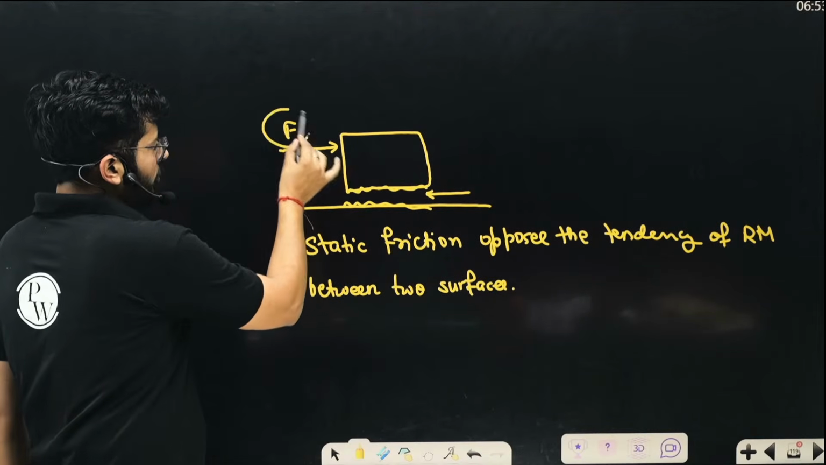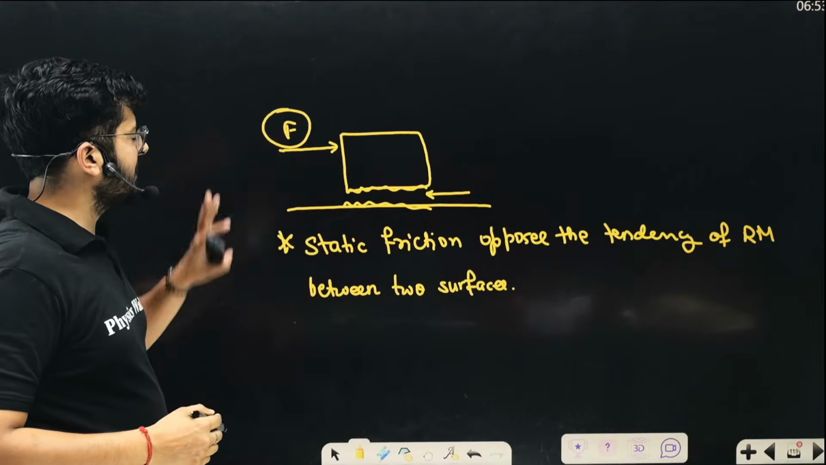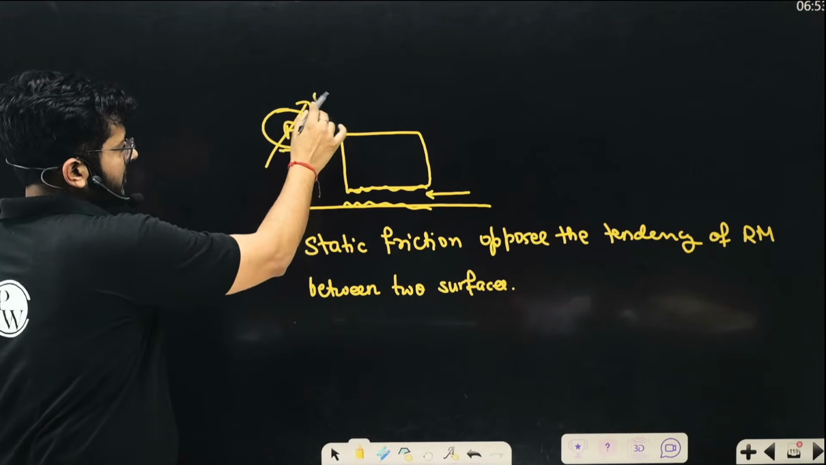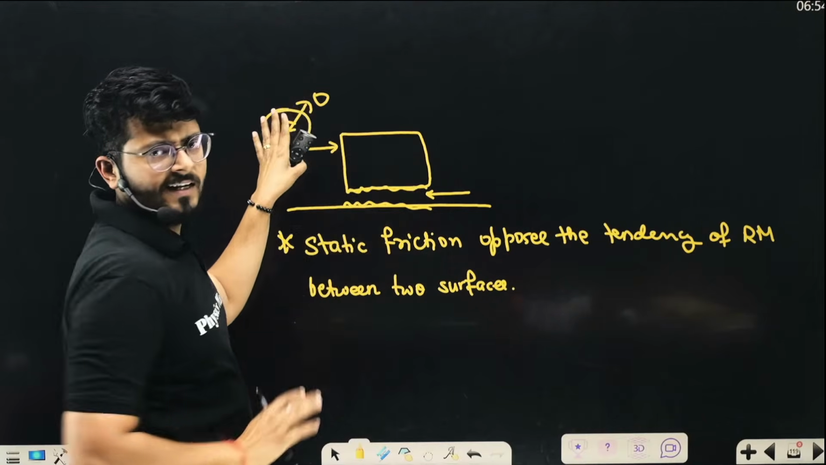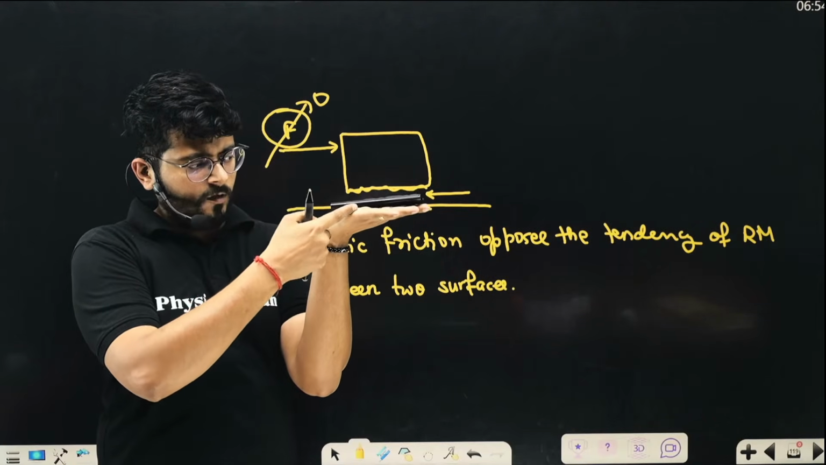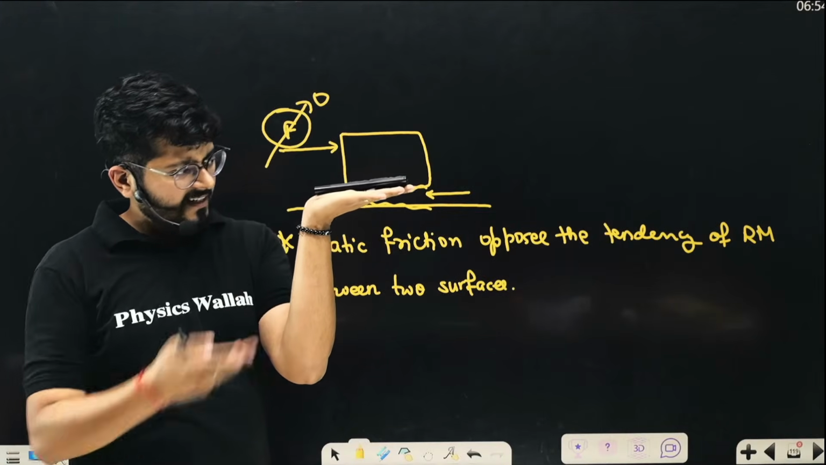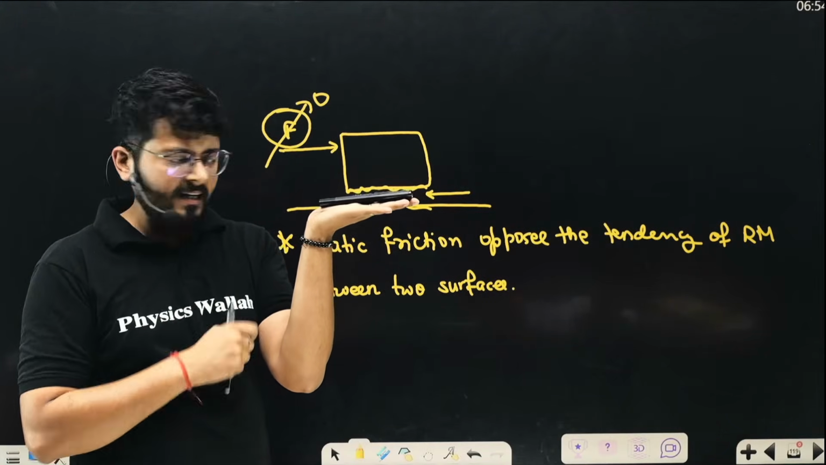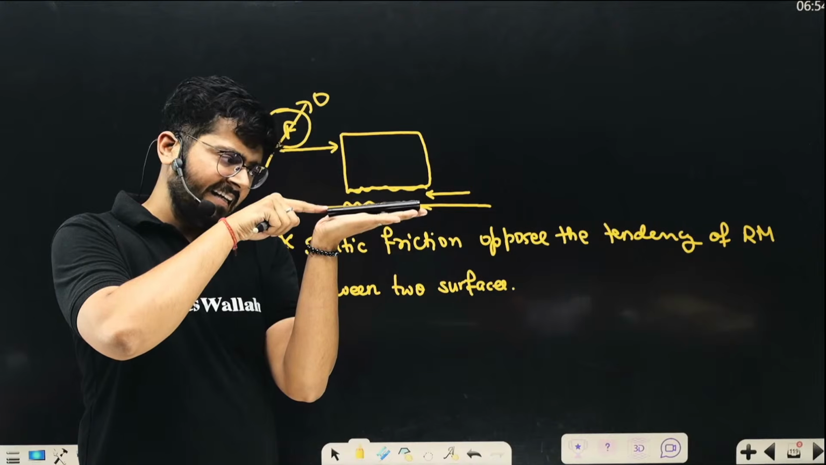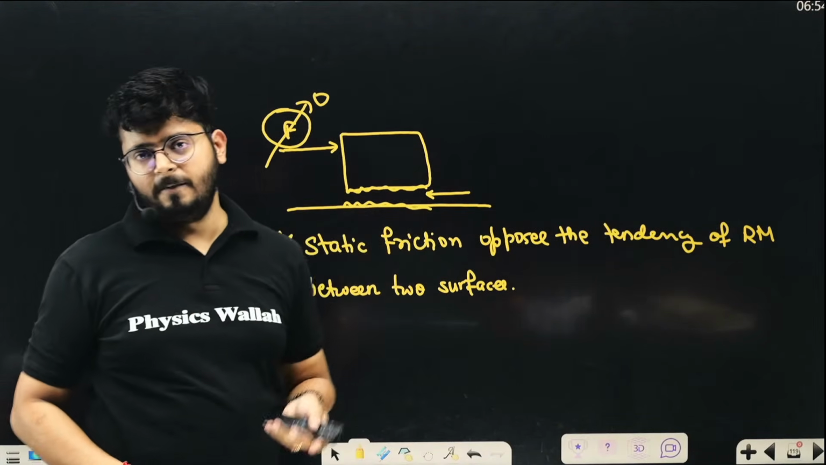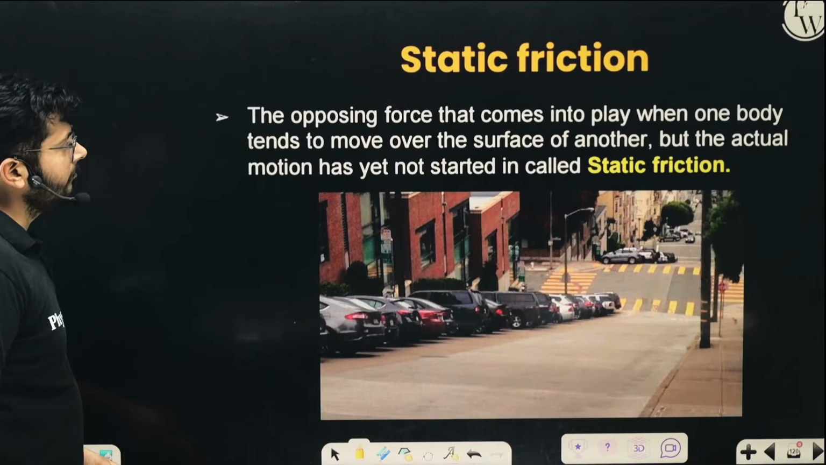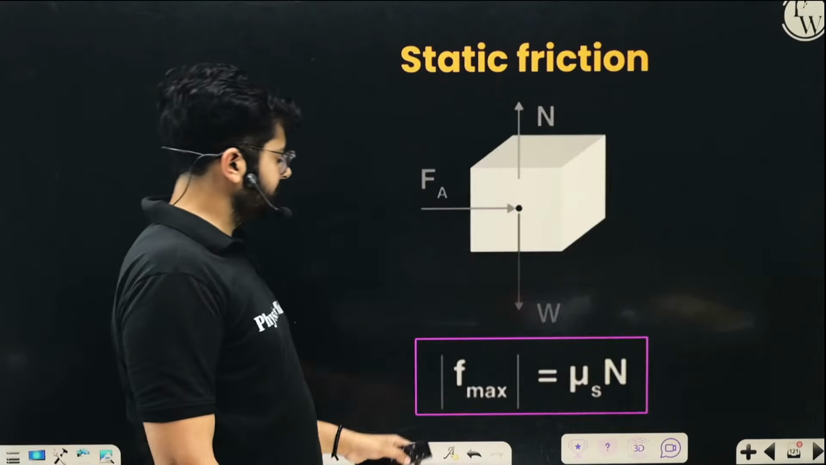When there is a net force acting on the body. If you remove the external force, that means the external force acting is zero, the body has no tendency to move. The body is rough, making contact with another rough surface, but it has no tendency to move. And once a small force is acting but the body is not moving, there is a tendency of motion and the static friction is there. So this is what we have seen.